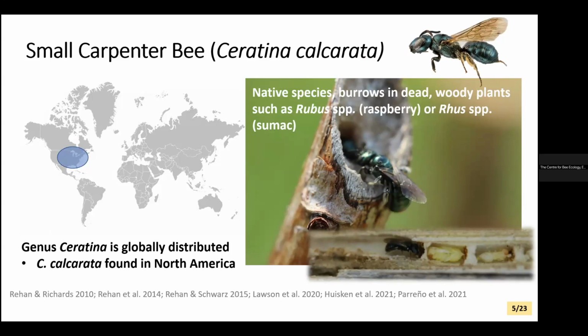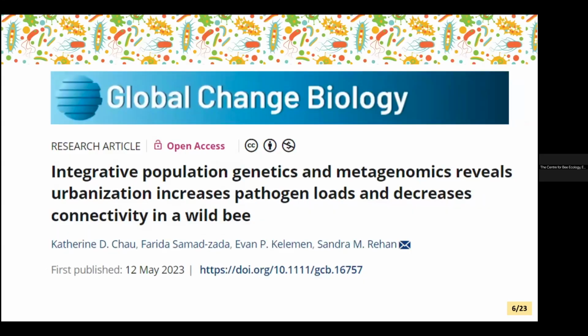So unlike social bee microbiomes, which are heavily shaped by the interactions between colony members, the microbiomes of subsocial and solitary bees are heavily derived from and influenced by their environment. And so they make great model bees to explore how wild bee microbiomes may be responding to their environment. So this brings me to my first project, where we used the metagenomic approach to explore Ceratina calcarata's microbiome alongside its population structure for individuals that were sampled along an urban gradient here across the Greater Toronto Area.